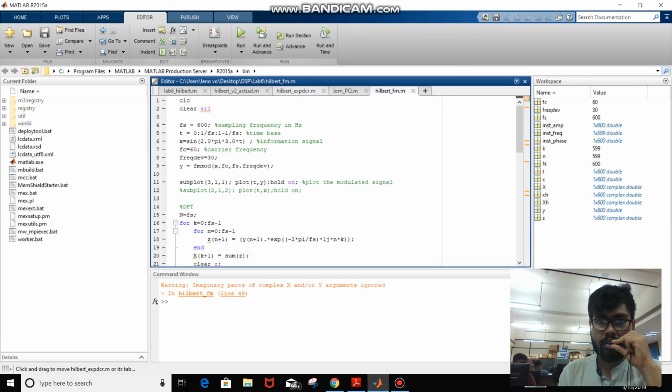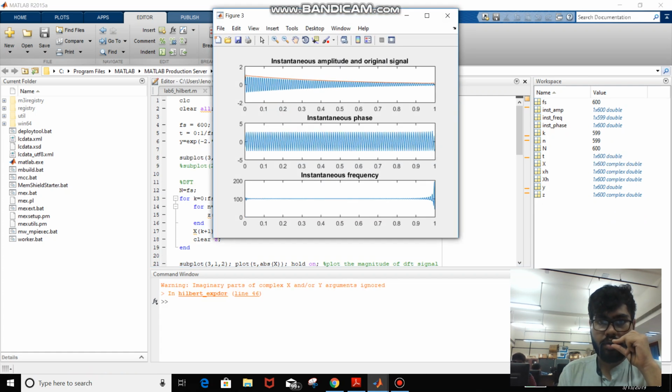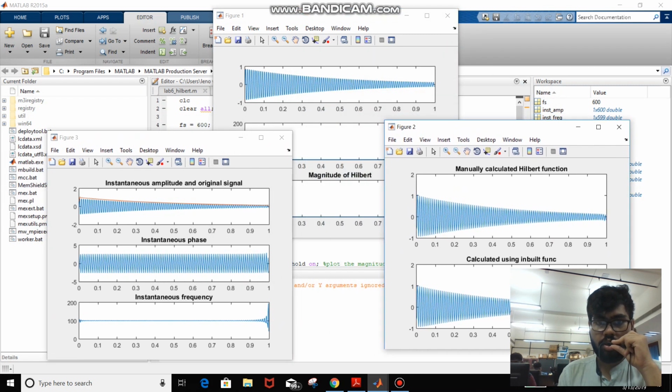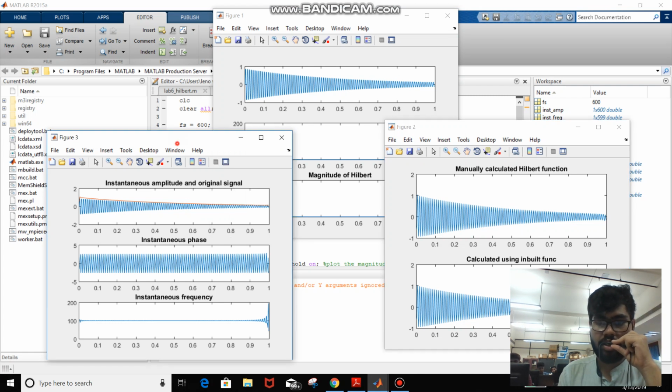Similarly, doing the Hilbert transform for exponentially decreasing function, we get the original signal and its frequency components, the manually and inbuilt function calculated Hilbert transforms, and the instantaneous amplitude, instantaneous phase and instantaneous frequency.